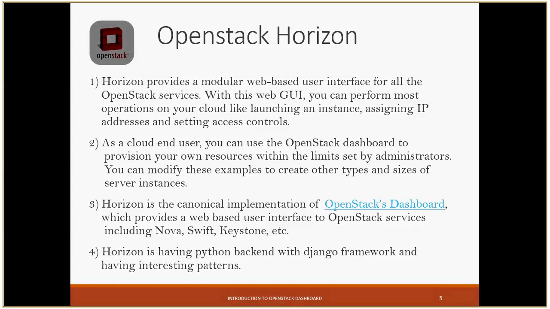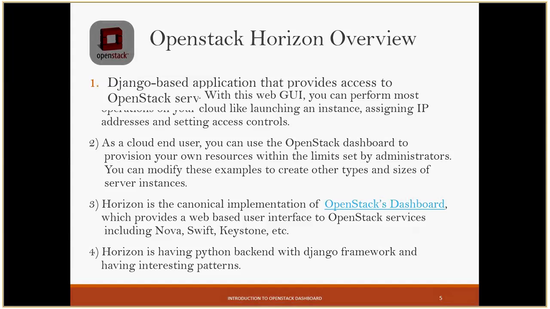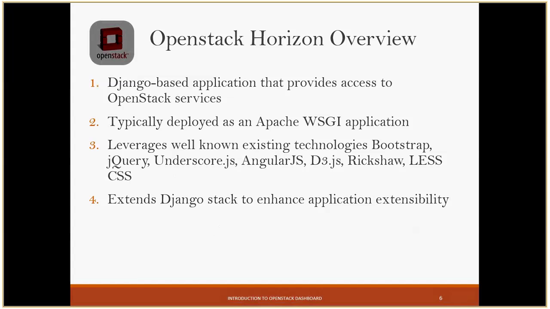Coming to the Horizon service, it's a canonical implementation of the OpenStack dashboard. It's a Python backend with the Django framework. Basically, OpenStack uses the Python Django framework, through which we send HTTP requests to all the services to provision instances or launch networks. So Horizon uses this Django framework for that. It uses the Django based application to provide rich access to the OpenStack services.